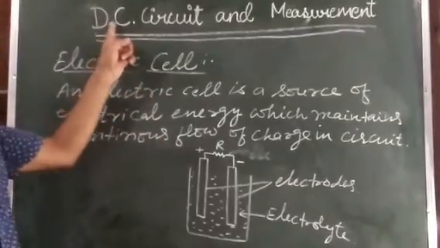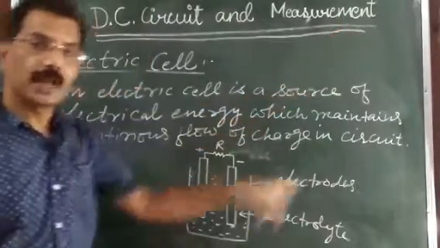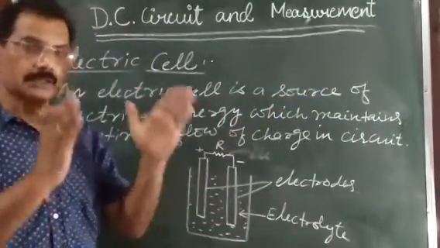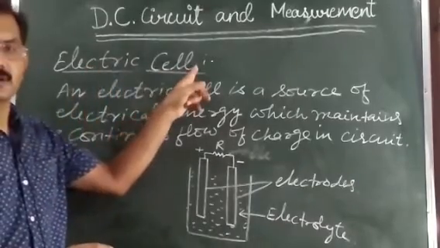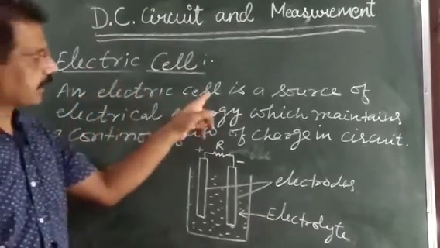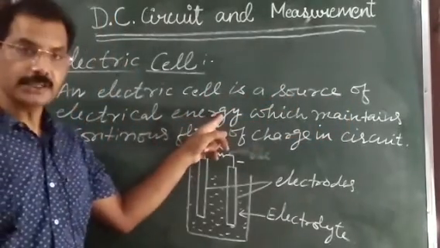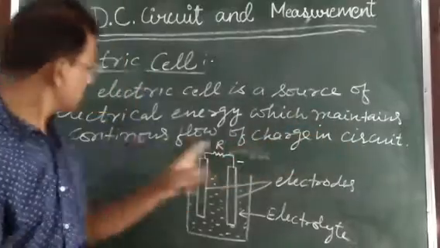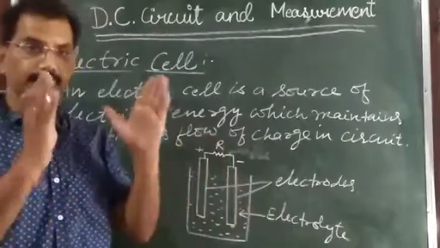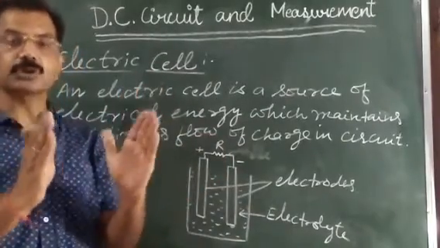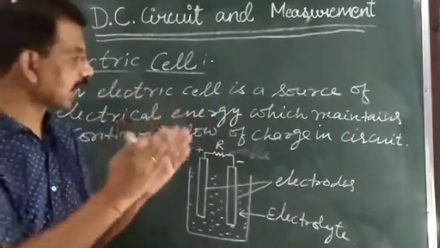In this video, I am going to discuss DC circuits and measurement. In DC circuits and measurement, the first topic, which is a very basic topic, is: what is an electric cell? An electric cell is a source of electrical energy which maintains a continuous flow of charge in a circuit.